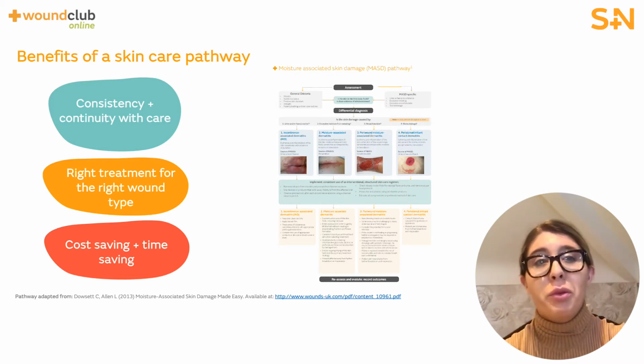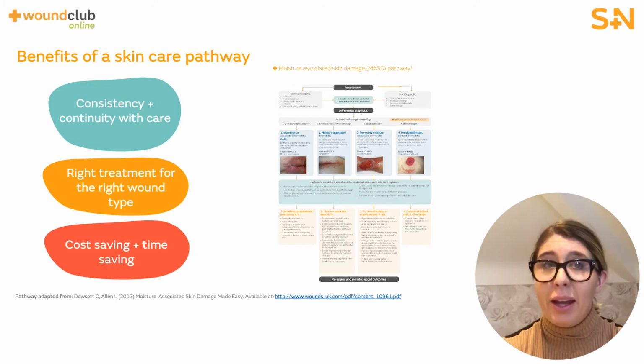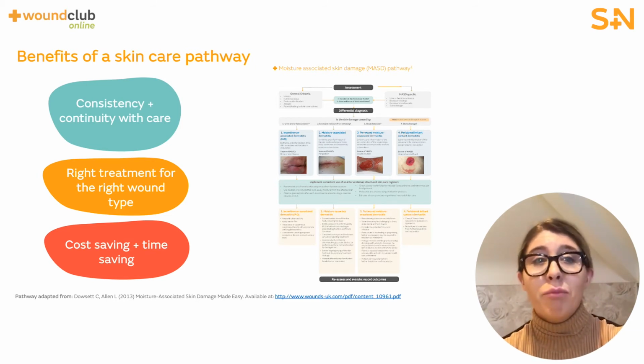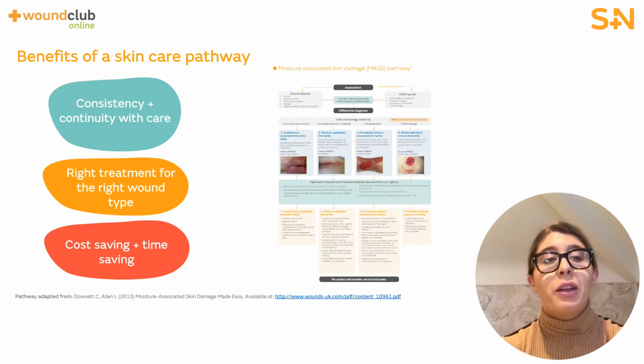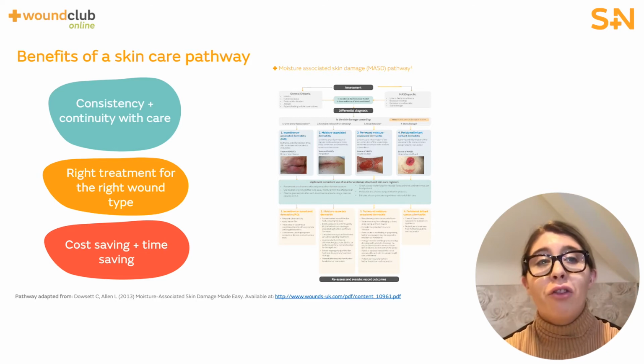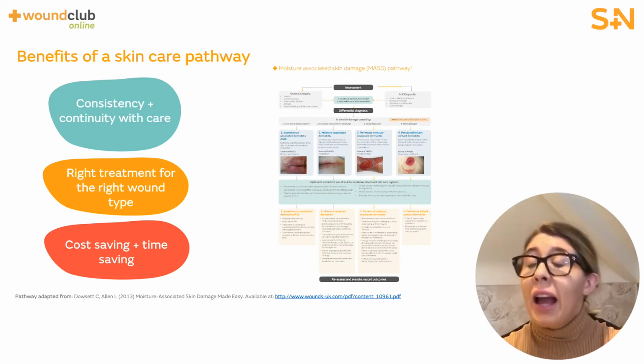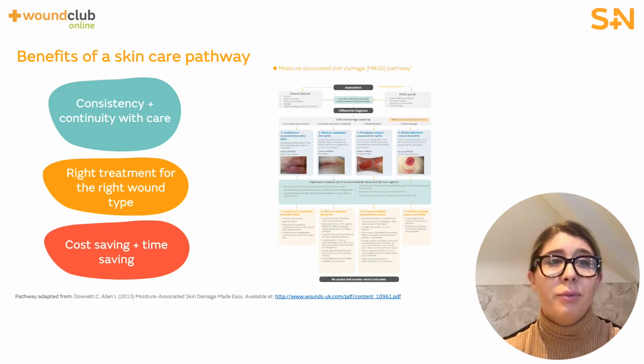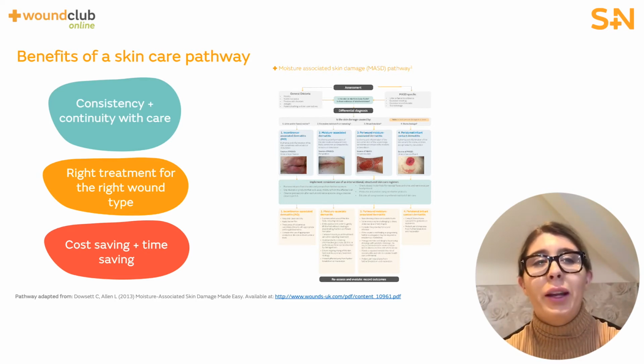Interventions can be taken to protect the skin and to prevent MASD, including the use of skin protection products such as barrier creams and liquid polymers to create a protective layer on the skin surface, as well as maintaining hydration levels whilst also blocking external moisture and irritants. Having skincare pathways in place gives clinicians a step-by-step guide on how to assess the patient's risk of developing MASD and how to treat it if it's already developed.